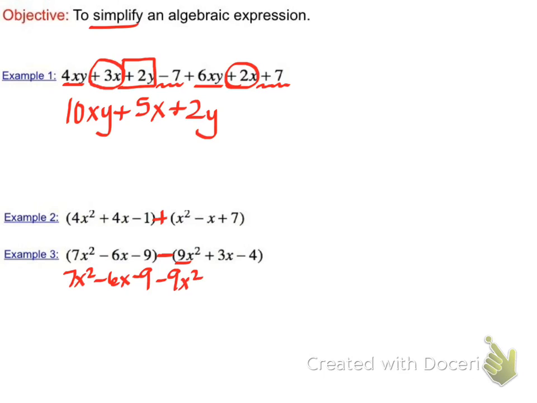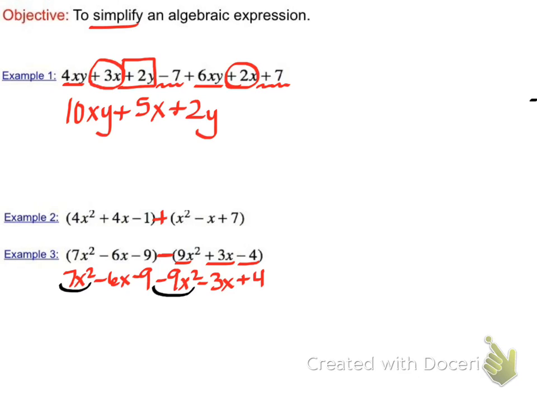So the first group is just going to get copied down. The second group is going to be flipped. So the 9x squared is really going to become minus 9x squared. The 3x is going to become minus 3x. And the minus 4 is going to become plus 4. Every single term flips in that second parenthesis. Now I carry on as usual.